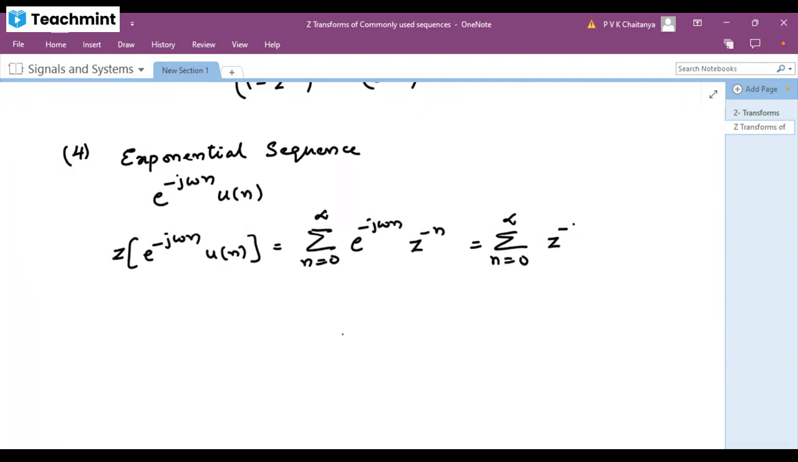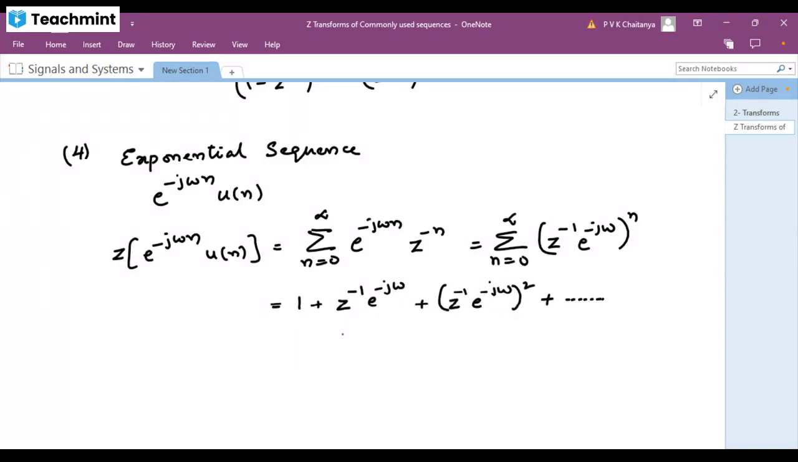So I will be writing this as z power minus 1 e power minus j omega, taking n outside the power. So z power minus 1 e power minus j omega whole power n. I can explain this as: if n is equal to 0, it will be 1. If n is equal to 1, z power minus 1 e power minus j omega. If n is equal to 2, z power minus 1 e power minus j omega whole square, and so on.